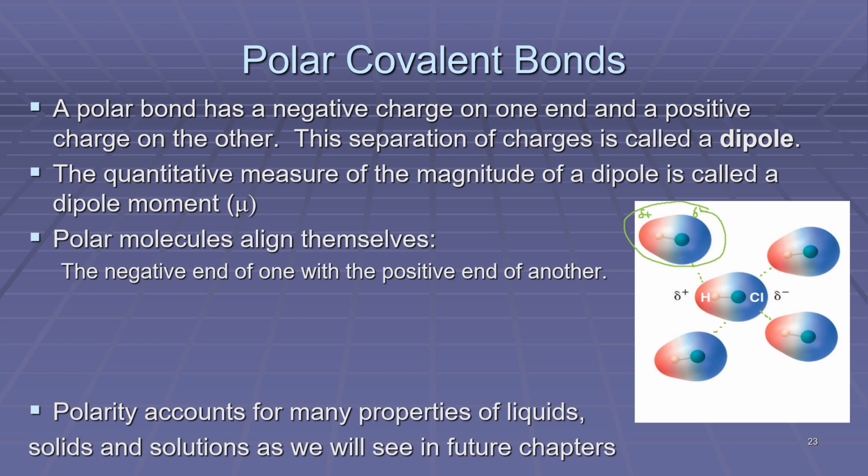So polarity accounts for many properties of liquids and solids that we'll look at in future chapters. It's one reason, H2O, I'll show you that. We'll talk about that later, of course, but in H2O the oxygen is more negative, the hydrogens are more positive, and so in fact it's the hydrogen bonding in water that causes water to have such a high boiling point for the size of a molecule it is. And actually the only reason why life is on Earth is because of this strong attraction between them, so polar bond.